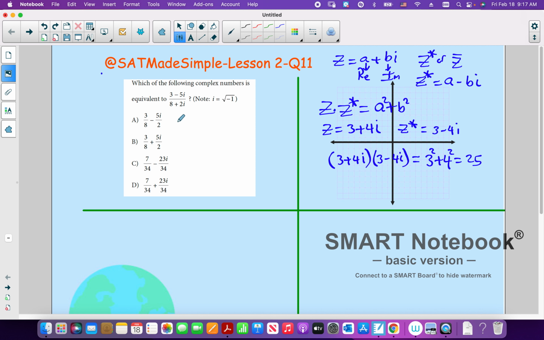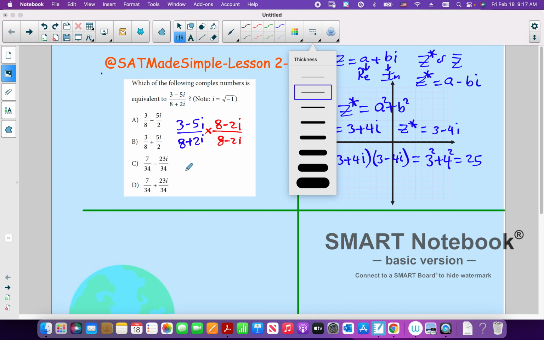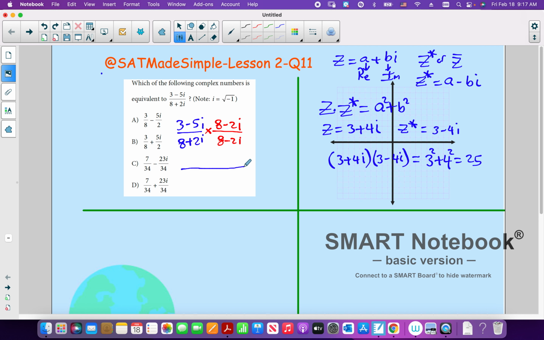So that is basically what we are going to do in our question here. The complex number is 3 minus 5i over 8 plus 2i. To simplify, I multiply the numerator and denominator by the conjugate of the denominator, which is 8 minus 2i over 8 minus 2i. Remember, the denominator is a complex number times its conjugate, so it's always going to be real, and this is going to be a squared, which is 8 squared, plus b squared, which is 2 squared. So that is the denominator.